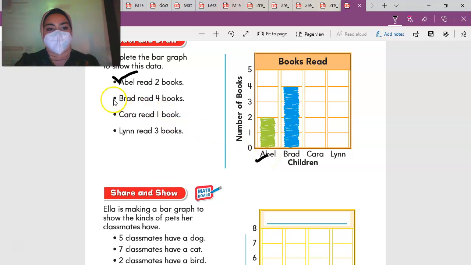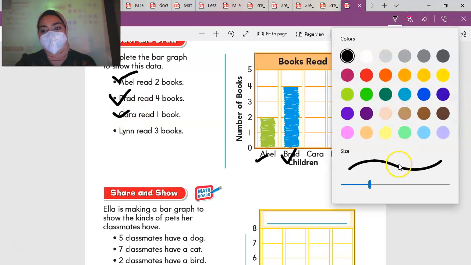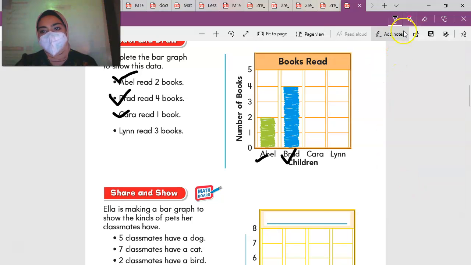Okay, Brad read how many? 4. Did they already color in Brad? Yes. Kara read how many? 1. Did they do that? No, so we have to do that. So we're going to color this in to 1. So how many boxes will we color in? Just 1 box.